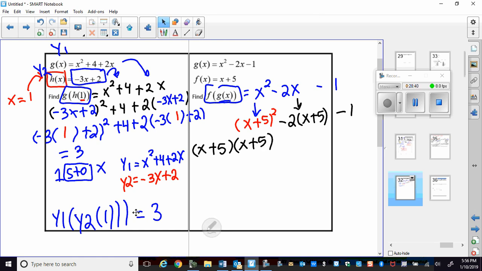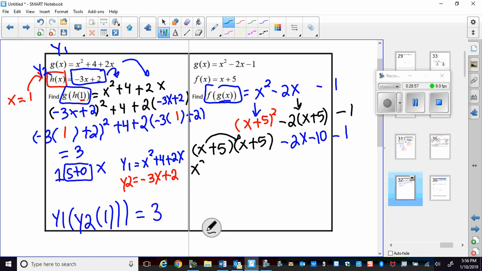All right? And then we get minus 2x. Negative 2 times 5 is minus 10, minus 1. And we simplify some more. I get x squared plus 5x. And then 5 distributes to x, so positive 5x plus 5 times 5, or positive 25, minus 2x's. And then right here, this is just negative 11.